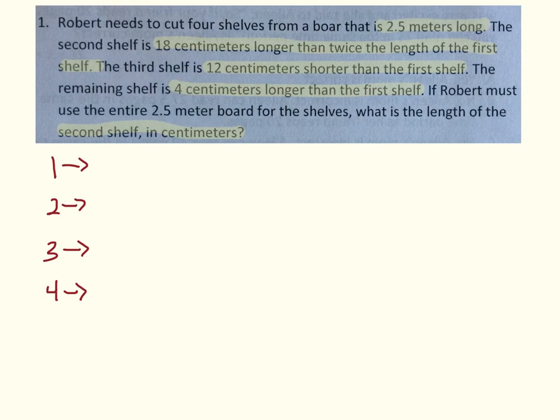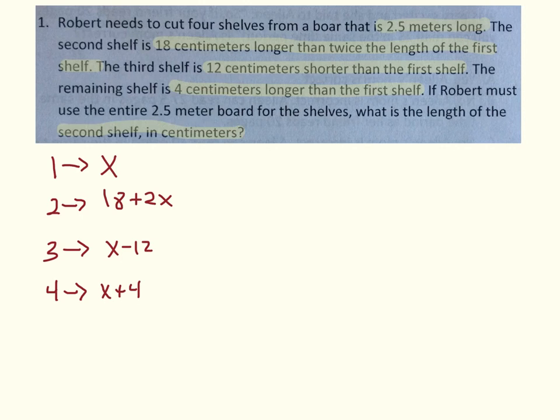Now the first thing we're going to do is establish the expressions for our shelves. Shelf number 1 we're going to let equal x. Now shelf number 2 is 18 centimeters longer than twice the first one. And then the third shelf is 12 centimeters shorter, so that's going to be x minus 12. And then finally, the last shelf is 4 centimeters longer than the first shelf.